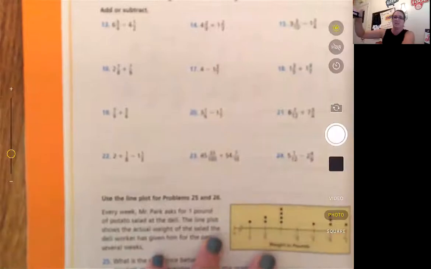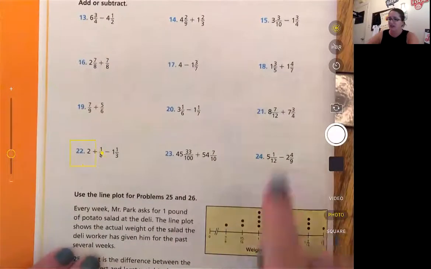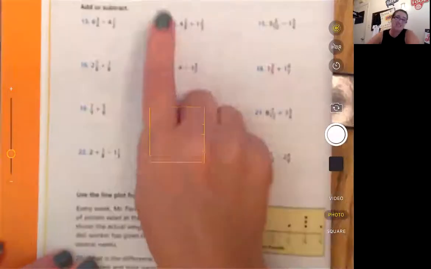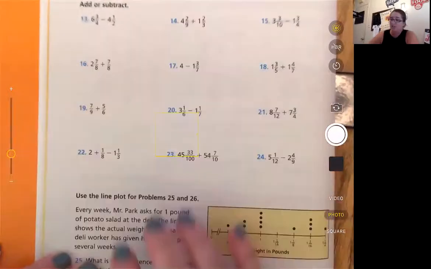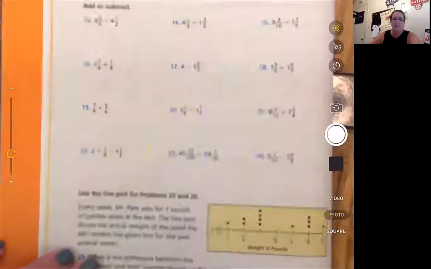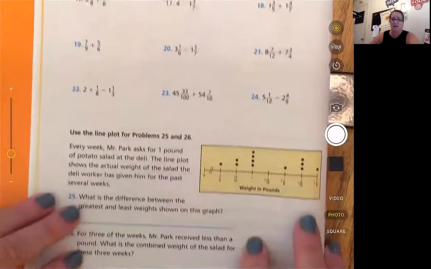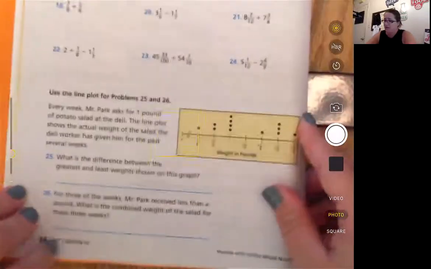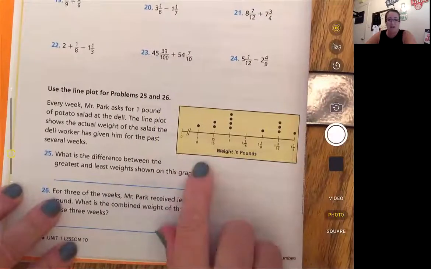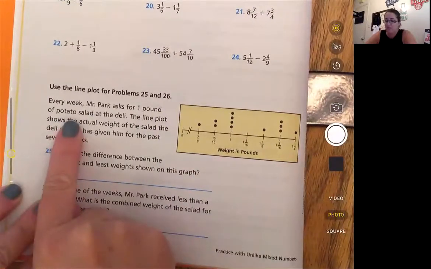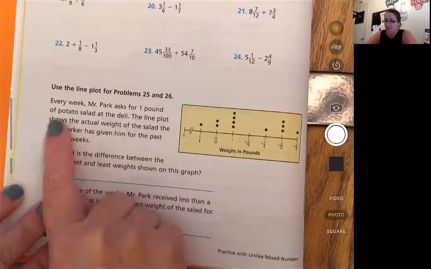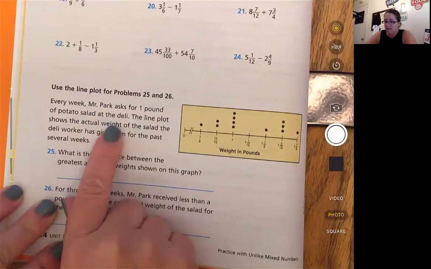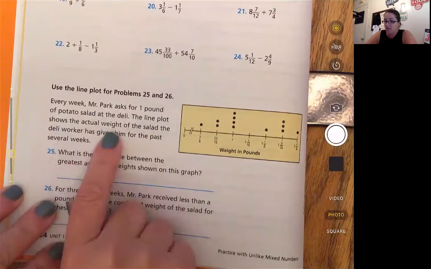Since we're going to be starting on the homework in just a couple minutes, I'm not going to have us do all of these extra practice because this is what you're going to be doing on your homework. So you don't need to do anything with that. But let's take a look at this line plot down at the bottom just to review line plots and how they work. On my line plot here, it's weight in pounds. It says every week, Mr. Park asks for 1 pound of potato salad at the deli.